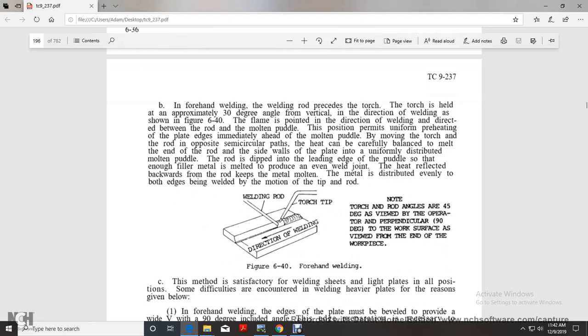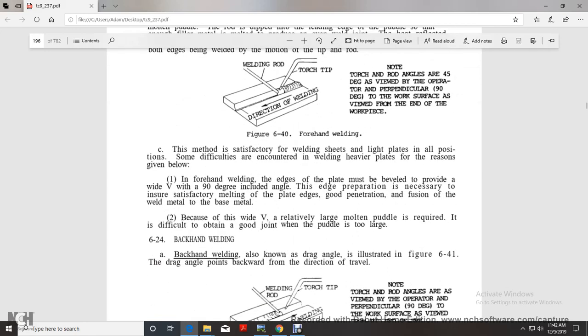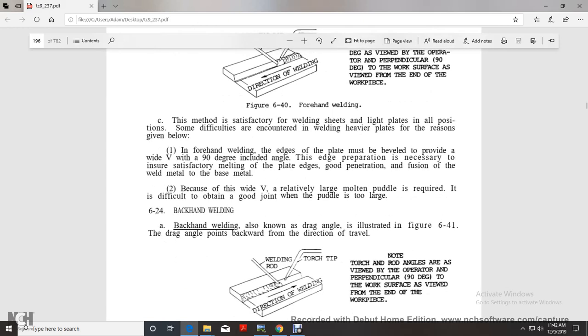Note the torch angle in the 45-degree view, for the operation perpendicular, with the 90-degree work surface view and the end of the workpiece: rod, torch tip, direction of the weld. The method is satisfactory for welding sheet and light plate in all positions. Some difficulties are encountered with welding heavier plate. For welding heavier plate, the edge must be beveled to provide a wide 90-degree V. The angle of the edge preparation is necessary to ensure satisfactory melting of the edge with good penetration and fusion of the weld metal with the base metal. Because of the wide V, relatively large motion of the puddle is required, and it is difficult to obtain a good view of the joint when the puddle is too large.